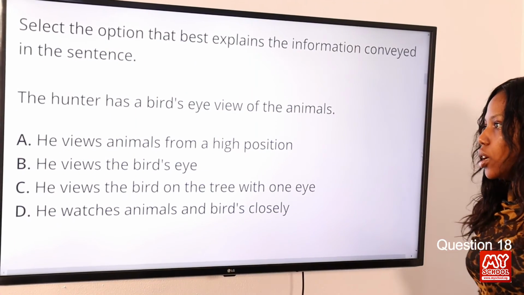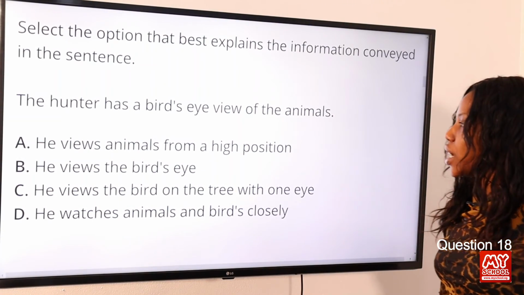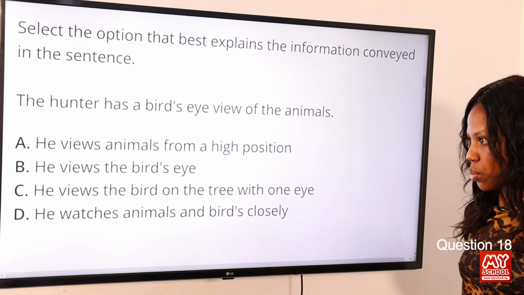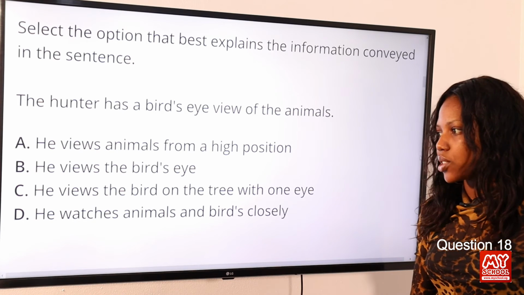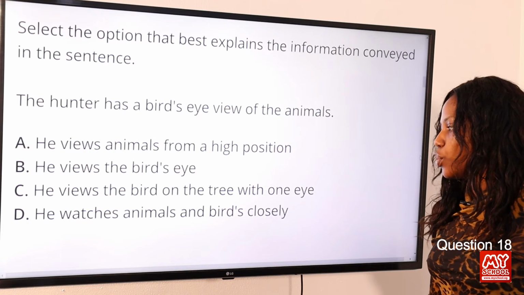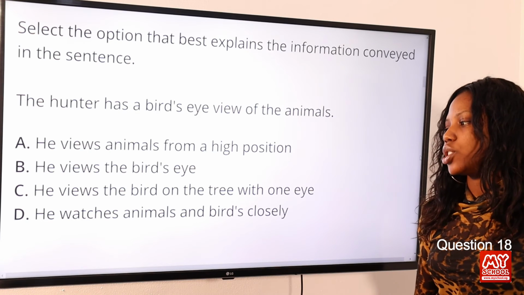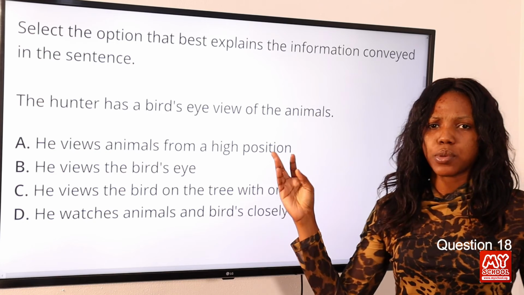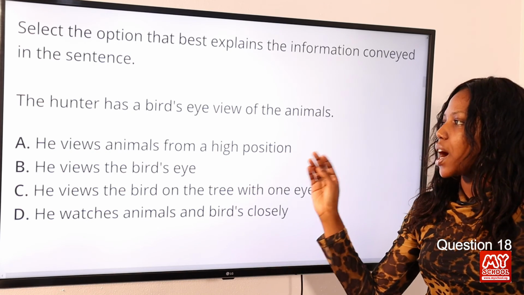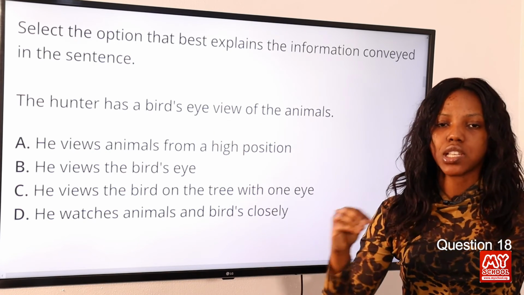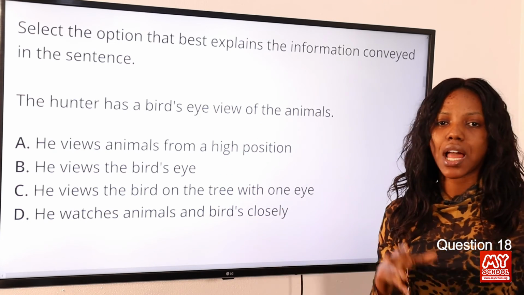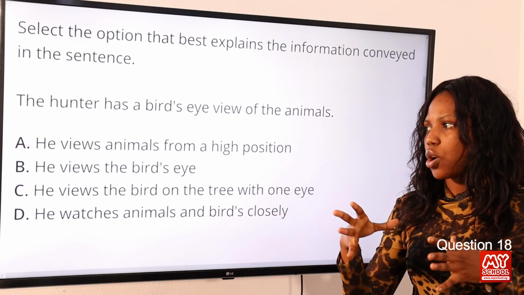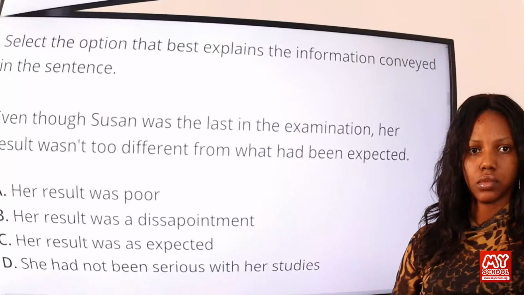Question 18. The hunter has a bird's eye view of the animals. Option A, it views animal from a high position. Option B, it views the bird's eye. Option C, it views the bird on the tree with one eye. Option D, it watches animals and birds closely. So the answer to this question is option A, it views animals from a high position. A bird's eye view is a view from a high position that allows you to see a large area. So the answer to this question is option A.